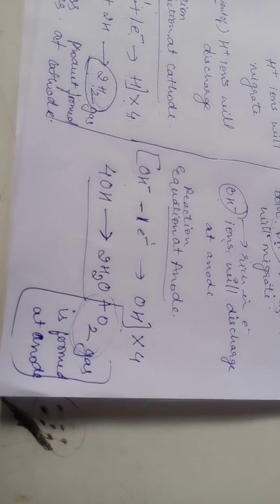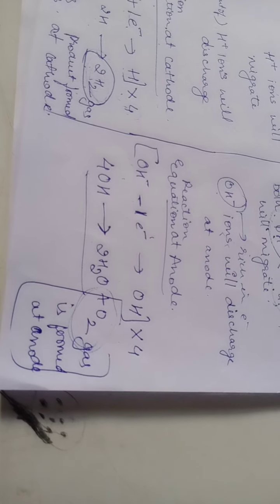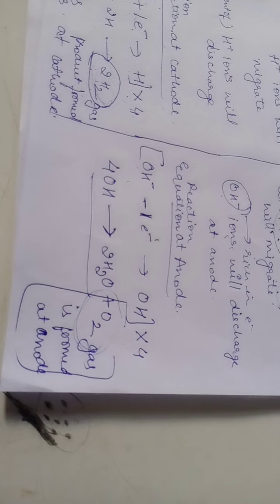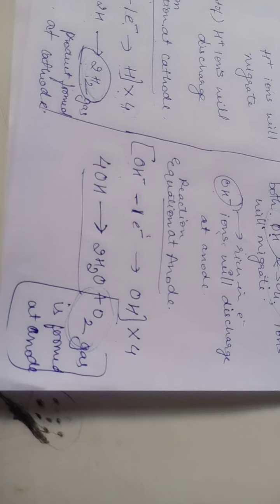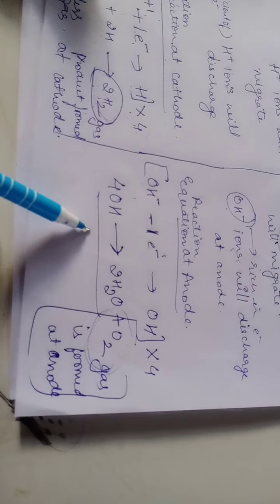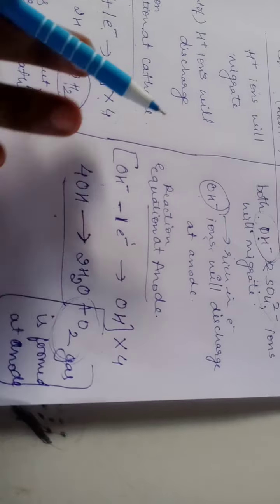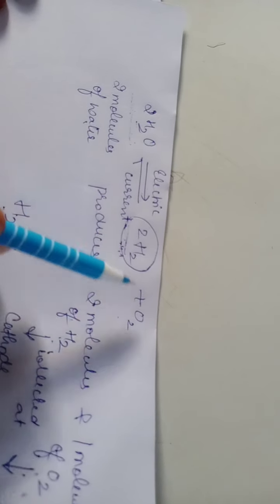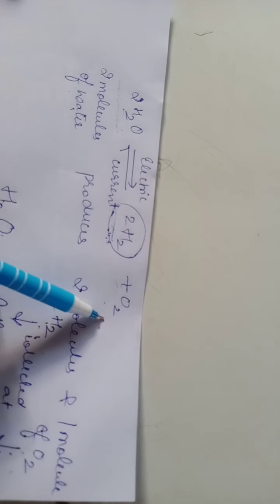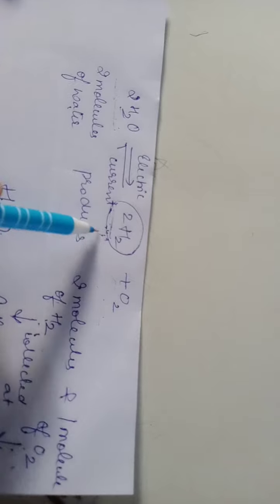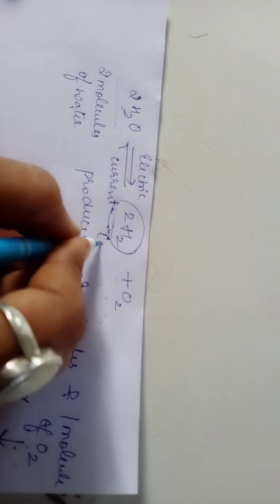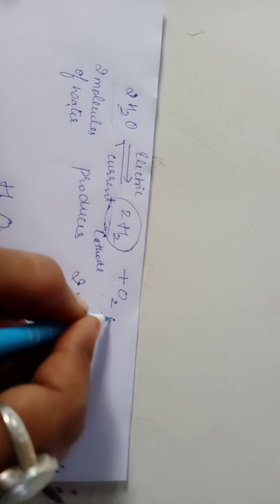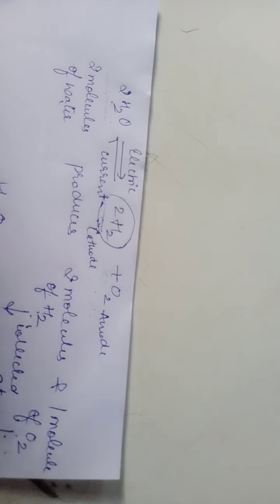I hope that you are able to understand. Okay. If you have any doubt, then you can ask me. So hence you need to remember that for every 2 molecules of water, 2 molecules of hydrogen and 1 molecule of oxygen is liberated. So this hydrogen is liberated at cathode and oxygen is liberated at anode. This you need to remember.